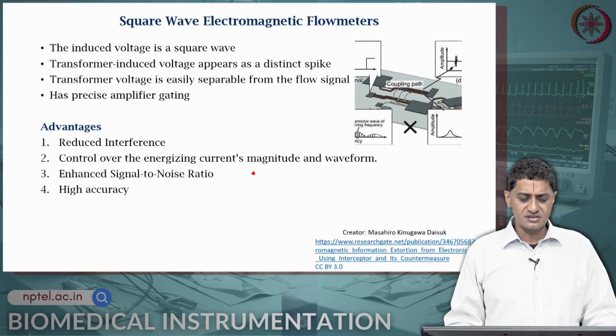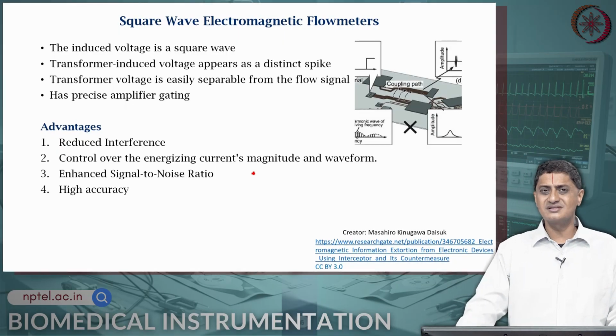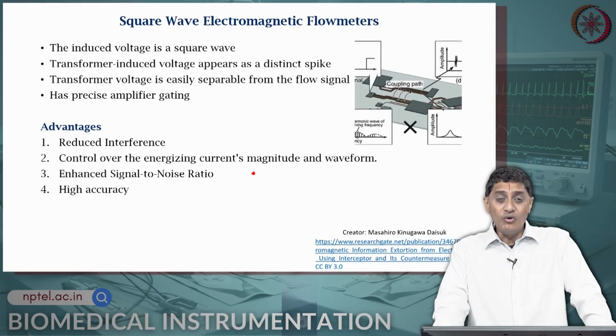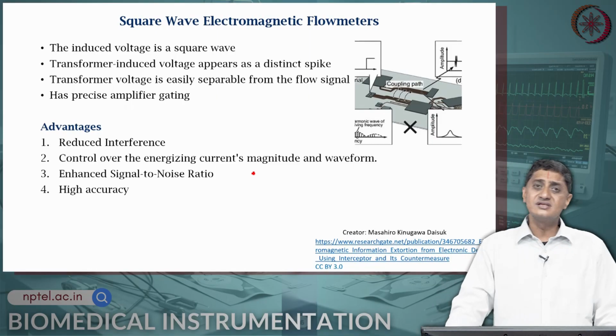The induced voltage in the magnet, if it is a square wave, then the transformer induced voltage appears as a distinct spike. Now I can easily separate the transformer voltage from the flow signal because it has a specific spike, and so it allows very specific gating of the amplifier. The advantage is that it has reduced interference. So, transformer voltage interference is highly reduced, and you have great control over the energizing current's magnitude and waveform, and the signal to noise ratio is relatively high and the accuracy is very high.